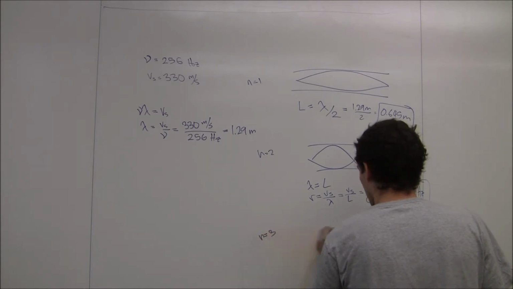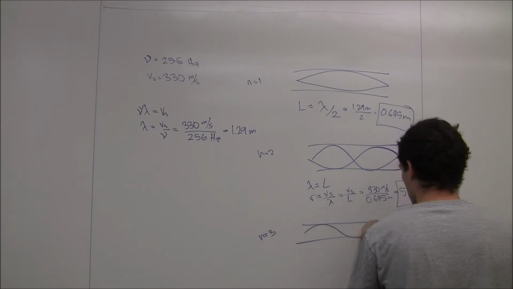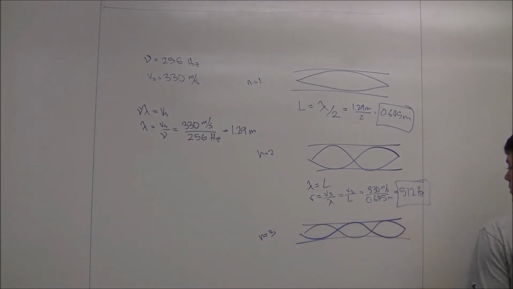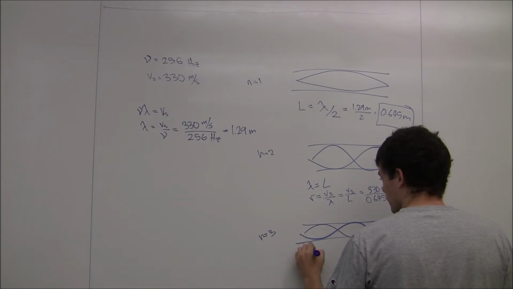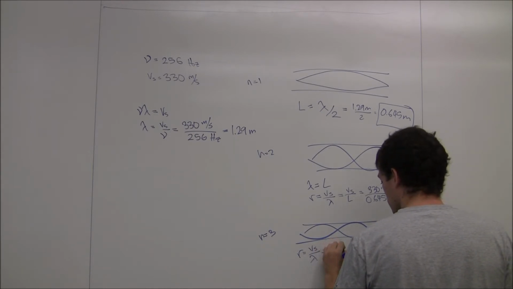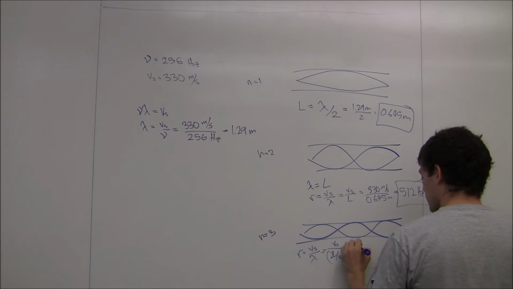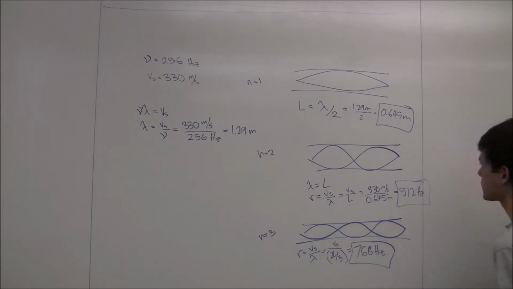And the same pattern holds for n equals 3. For n equals 3, we add one more antinode along the way. So we now have antinodes at each quarter point and nodes at each third point. We again know that nu is equal to v sub s over lambda. This time, lambda is equal to 2L over 3. And so we get, for the frequency of our second harmonic, 768 hertz, which is, of course, just 256 hertz times 3.